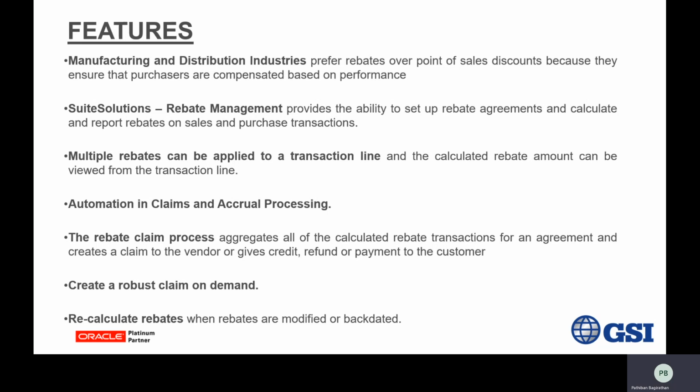So the rebate claim process aggregates all of the calculated rebate transactions for an agreement and creates a claim to the vendor, or gives credit, refund, or payment to the customer, okay? These are robust, and claims on demand, and you can recalculate rebates.